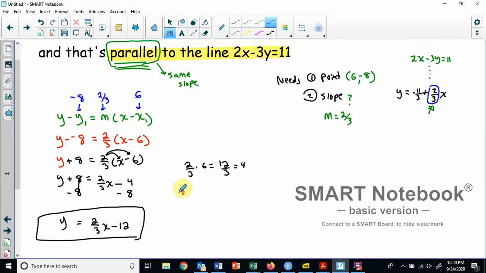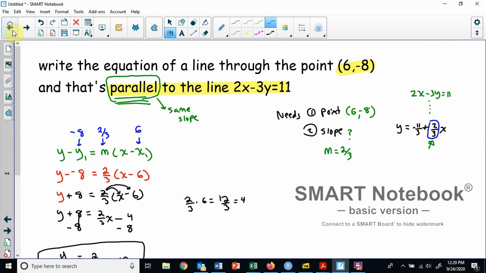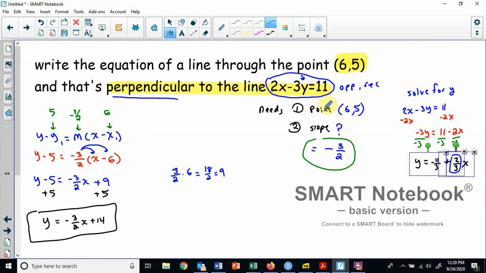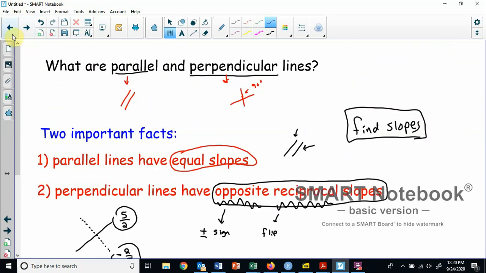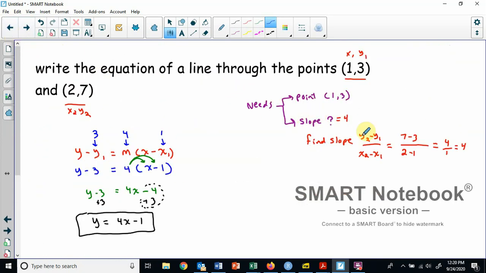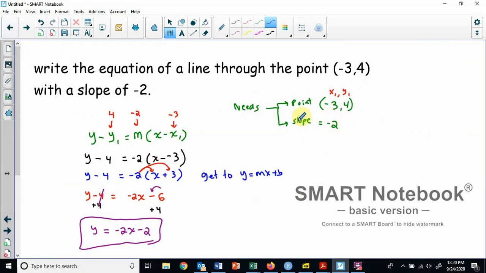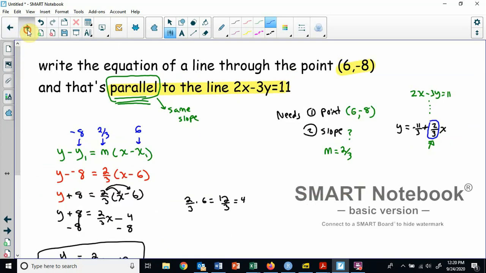We have all these different situations we can give you. But what you need is a point and a slope. That's where everything goes back to. And sometimes you have to do work to find the slope, whether it's find the slope from 2 points or compare it to parallel or perpendicular lines. Sometimes we give it to you, and you just need to stick those 3 numbers in and work it. Okay?